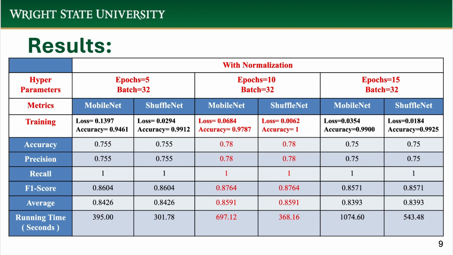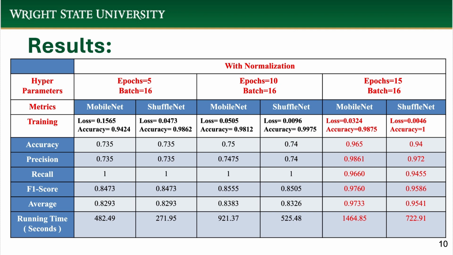These are the results obtained from our project with normalization applied to the model, trained with various iterations and a batch size of 32. The metrics are displayed for different configurations with the optimal metrics highlighted in red. Let's explore more results. In these results, the batch size is reduced to 16. Let's go to next slide.